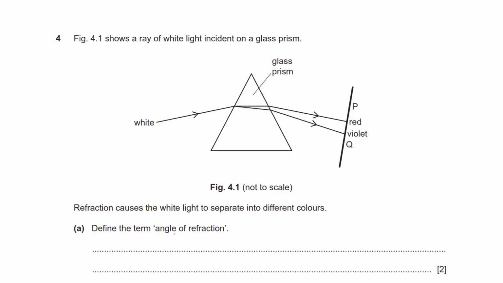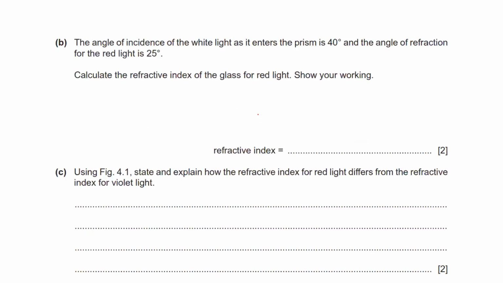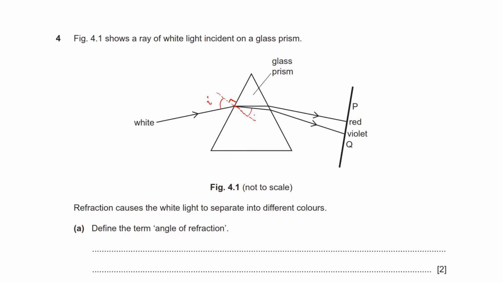It says define the term angle of refraction. So remember, the angle of refraction is the angle between the refracted ray and the normal. For example, if you make a normal over here, this is my incident angle, and if I go like this, this is the refracted angle. I call this theta r, the angle between the normal and the refracted ray.